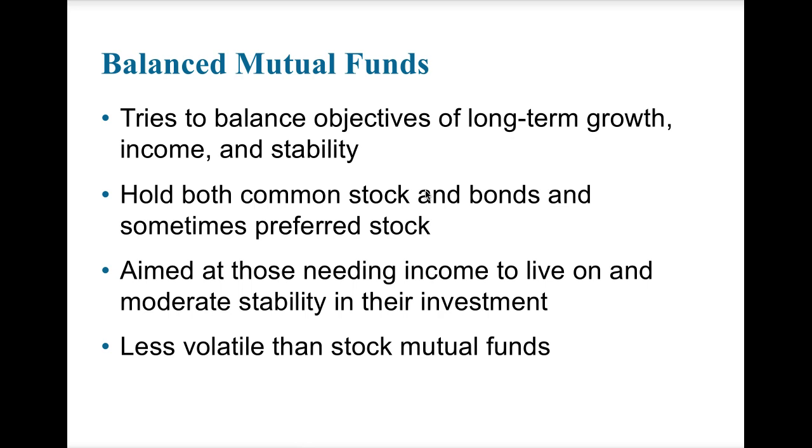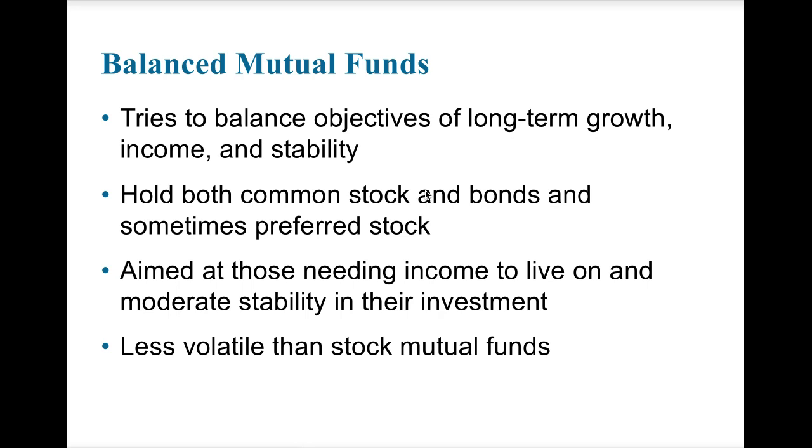So let's talk about a balanced mutual fund. It tries to balance the objectives of long-term growth, income, and stability. So a balanced fund is basically going to hold stocks and bonds and sometimes preferred stock, and they're trying to make a steady balance of income and capital gains, and just be a more diversified, safer, longer-term investment, great for retirement accounts. And the mutual fund managers can play with the ratio of stocks to bonds depending on the overall forecast of the market. So they're aimed at the needs of people who want to live on some income but also want to have some stability and growth in their investments.